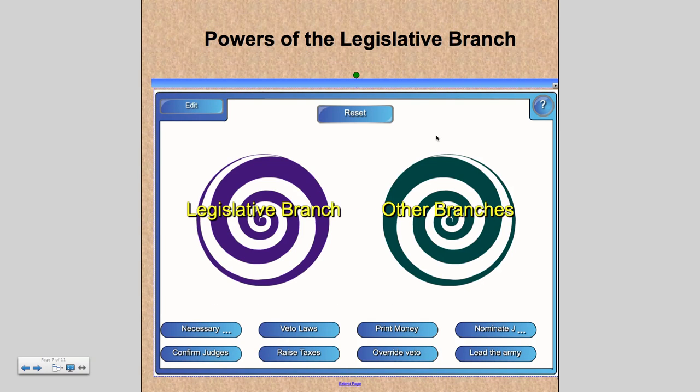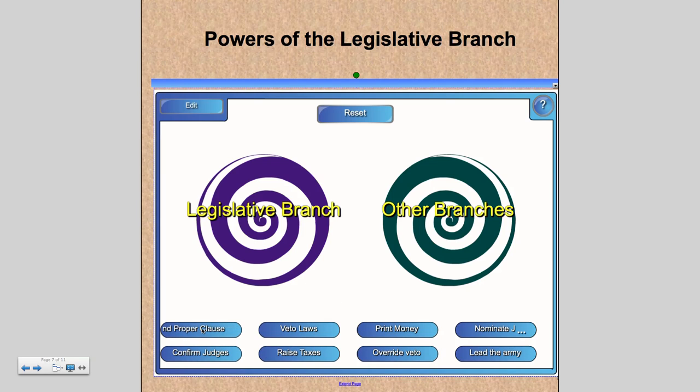All right, now we're going to be talking about the actual powers of the legislative branch. So remember, think about all the powers we just talked about when we did the chart and which one of those goes to the legislative branch. If it's a power of the executive branch or the judicial branch, we're going to drop it over here. So remember, you can click on it.